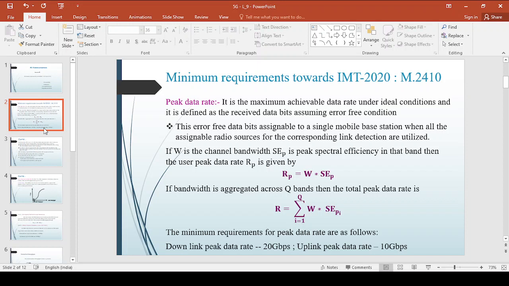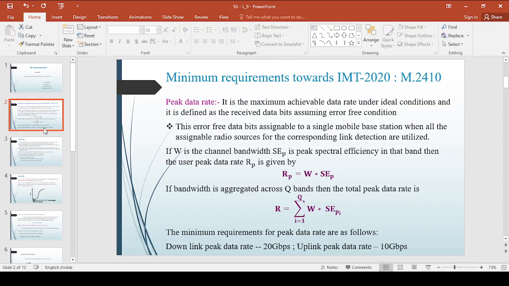Now the minimum requirement for peak data rate for the downlink is 20 gigabits per second, and for the uplink the minimum required peak data rate is 10 gigabits per second. If you find the UL to DL ratio, UL to DL is 1 is to 2, right? If UL is 1, the DL should be 2 times of UL.